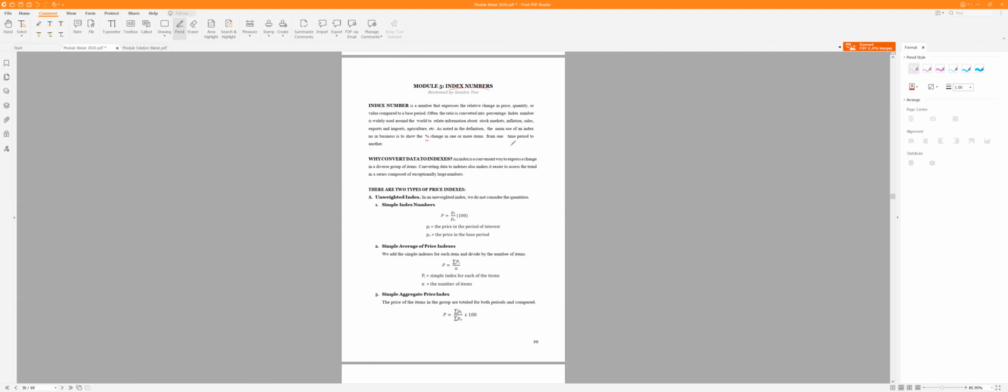So, what do you use it for? You actually use it to compare the percentage change of one or more items from one time period to another. So why convert data to indexes? It's convenient to express change in a number in a diverse group of items. So if you want to express the change in prices of oil over 1990 to 2000, you can use index numbers and it'll be easier to see.